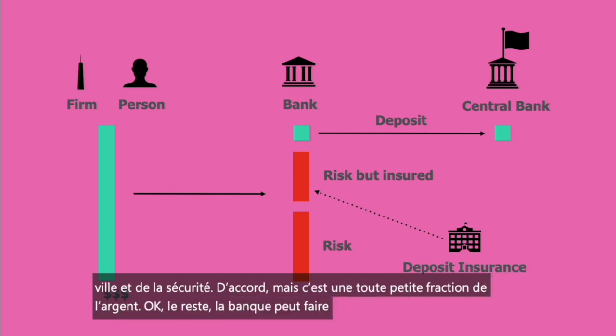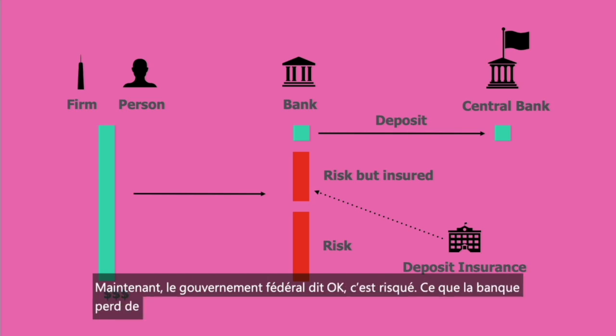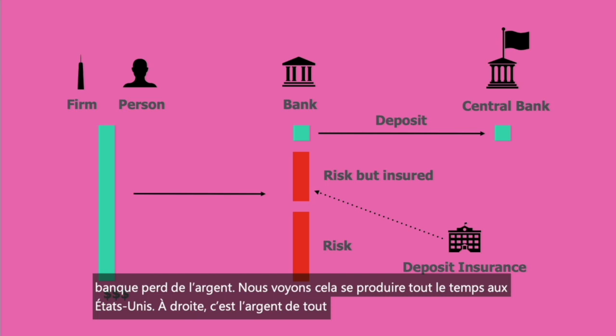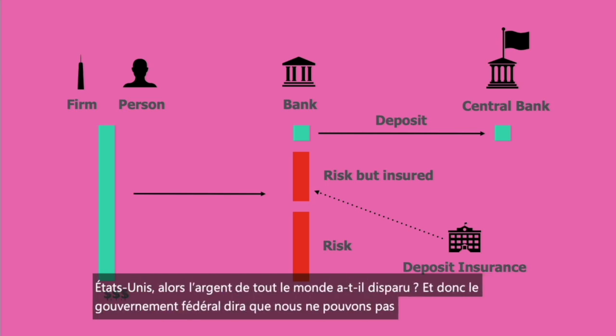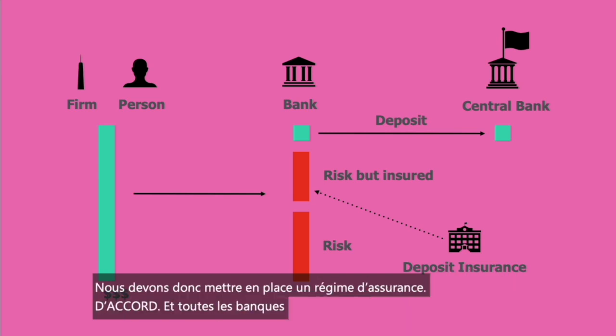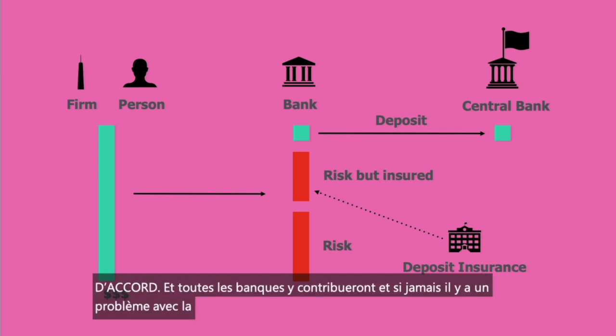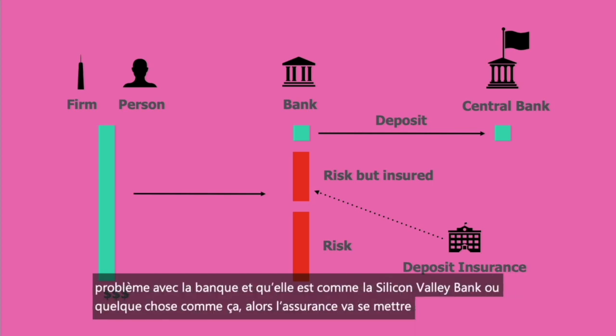Now, the federal government says, okay, this is risky. What if the bank loses money? We see it happen in the US all the time, right? Then is everyone's money gone? The federal government will say, we can't have that. So we have to set up an insurance scheme, and all the banks will contribute to it. If there's ever a problem with a bank, like Silicon Valley Bank or something like that, then the insurance will kick in. Now, the insurance for you and I is probably sufficient.